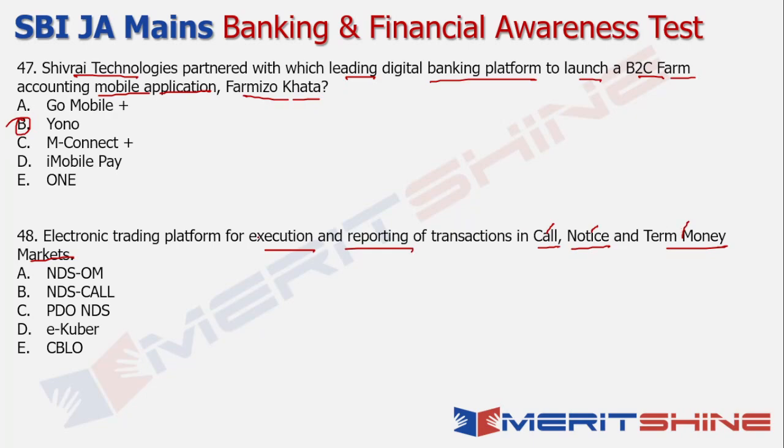So that is what the question is. The answer in this case happens to be fairly straightforward. It is NDS call. NDS refers to your negotiated dealing system. Now, NDS OM is basically a screen-based electronic anonymous order matching system. That is why it's called OM, order matching, for your secondary market trading in your government securities. So that is where your NDS OM comes into the picture.